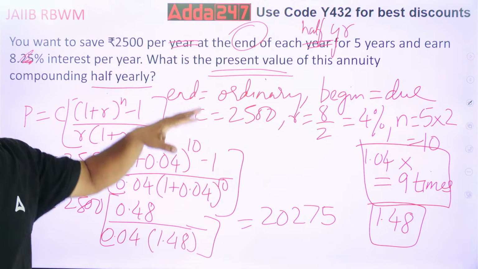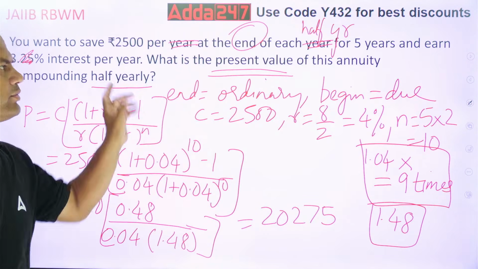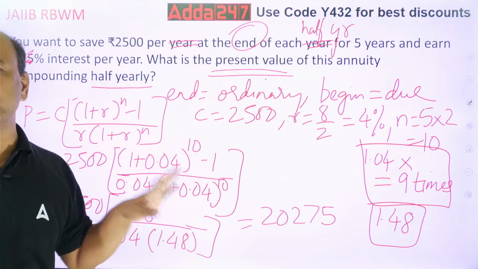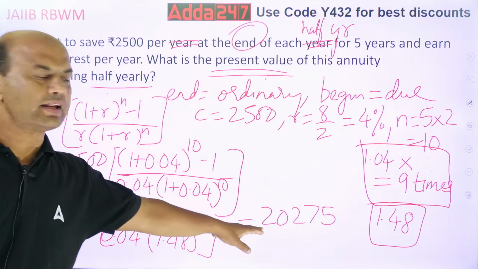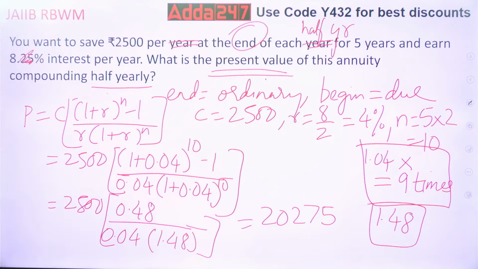so 5,000 in 1 year. 5 fives are 25. I am investing 25,000. So why will I get less amount? Will you invest in such a scheme? So let me see. What are you getting? Let me see if anything is wrong.